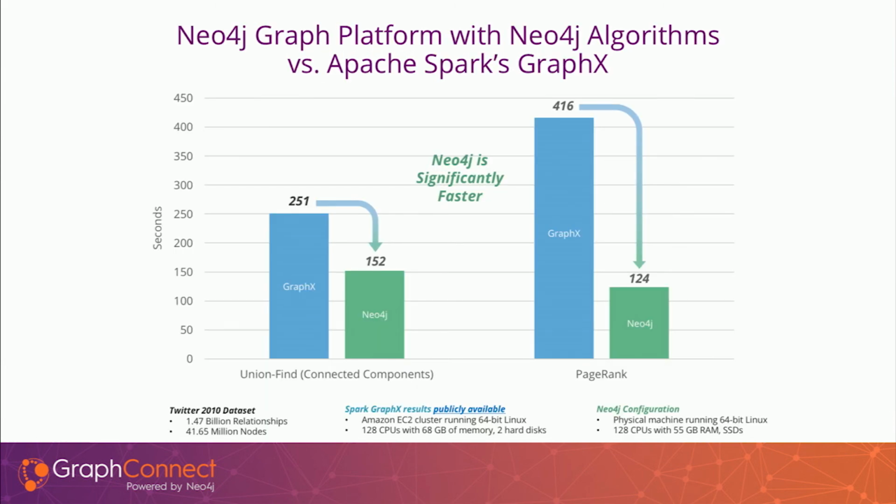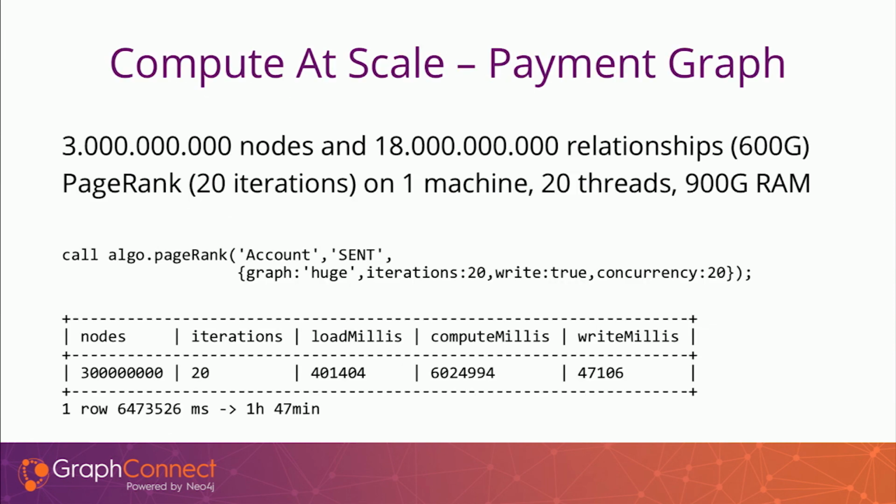And what was actually surprising for me is how well we did in comparison. For instance, if you compared with the GraphX paper on the Twitter 2010 data set for union find and for PageRank, we actually do not so badly compared to that. So that made me happy as well. And as I said, at scale, 3 billion nodes, 18 billion relationships on a large machine, we computed a PageRank on top of this graph in 1 hour 47 minutes, which was nice.